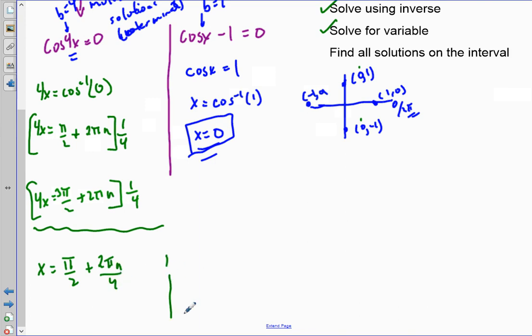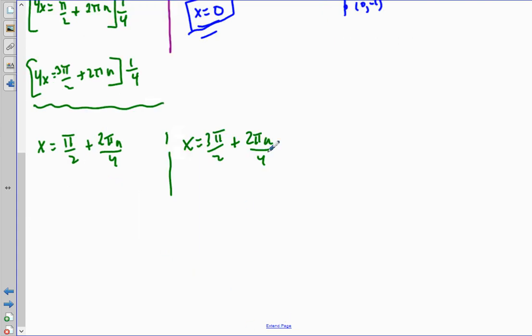And then I'll put right here, x is going to equal 3 pi over 2 plus 2 pi n over 4, right there. Well, this can be simplified pretty nicely. This and this can cancel out, turn to 2, which helps us out, because we now have pi over 2 plus pi over 2 n. Same thing over here, 3 pi over 2 plus pi over 2 n.